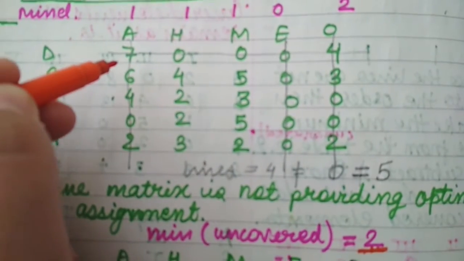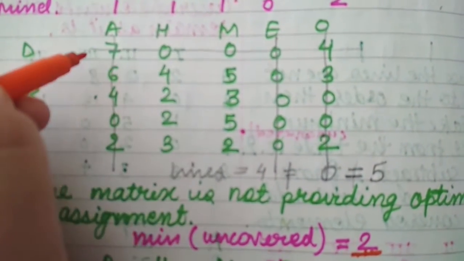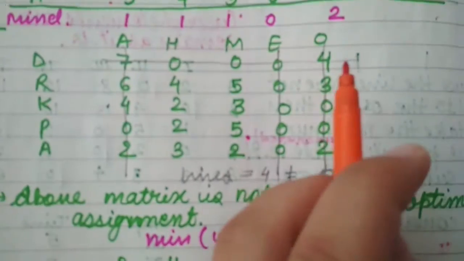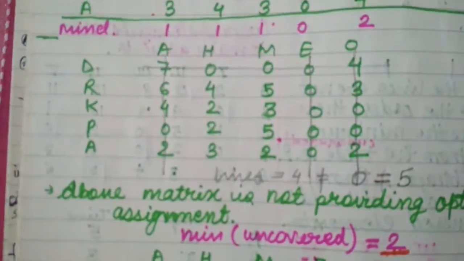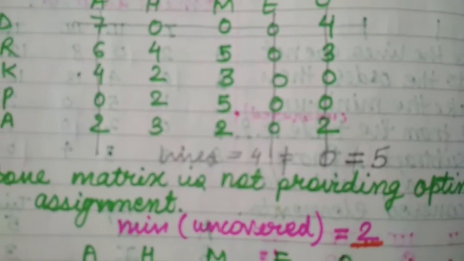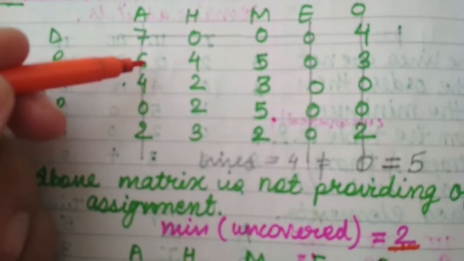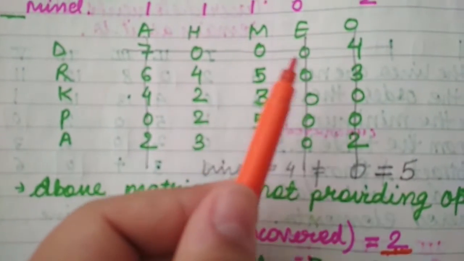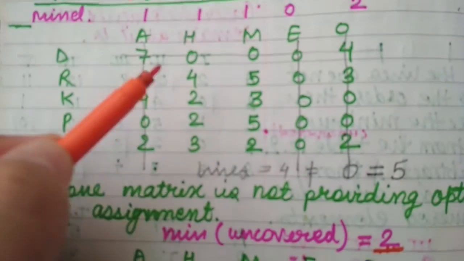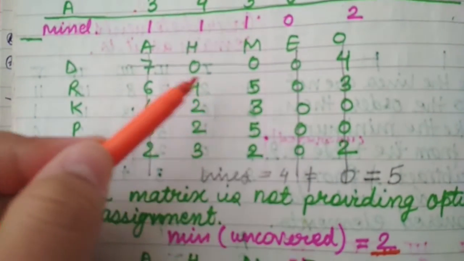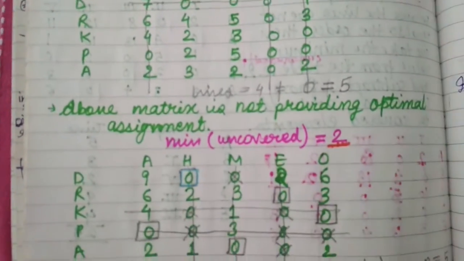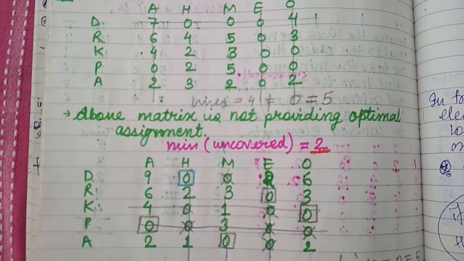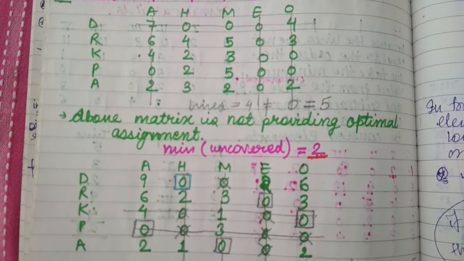Wherever we get an intersection, like this 7 is the intersection of these two lines, 0 is the intersection of these two lines, 4 is the intersection of these two lines. So in these 3 elements, 7, 0 and 4, we are going to add the minimum element, that is 2. The remaining covered elements will not be affected; they will stay the same. And from the uncovered elements we will subtract this minimum value. So the new table is this.